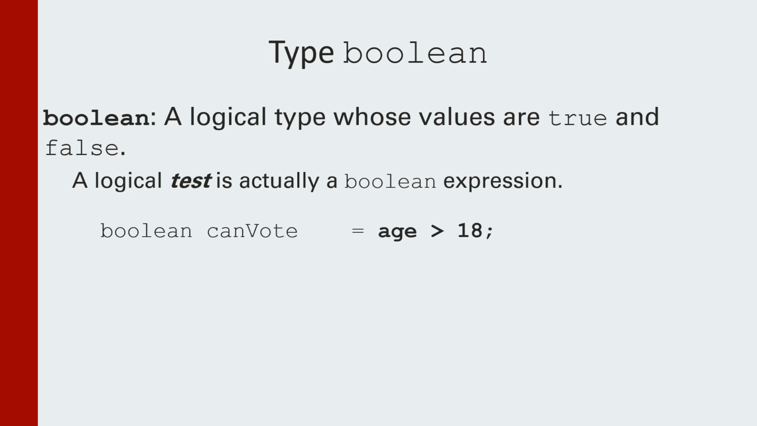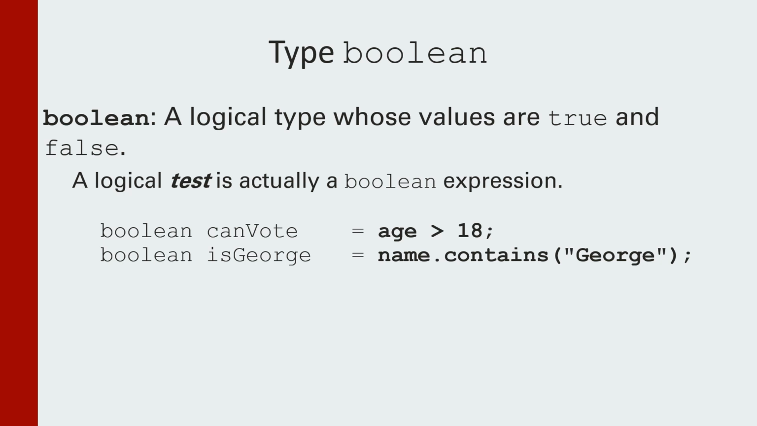So, for example, you can actually save a Boolean variable. For example, Boolean canVote, and that's equal to age greater than 18. If you have a variable somewhere in your program that gives the age, this Boolean can now evaluate to either be true or false. Similarly, you can have a Boolean that uses some of those string methods that we've seen before. So you could have a Boolean isGeorge and just check if a string called name contains the text George. And you can just have a Boolean which is just equal to true or false, and that's also a Boolean expression.